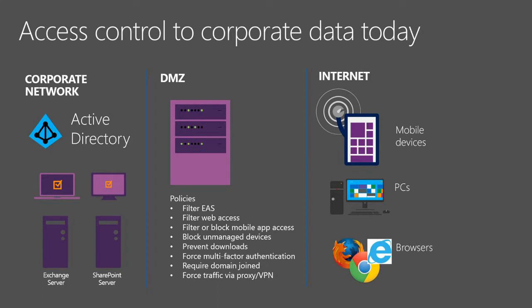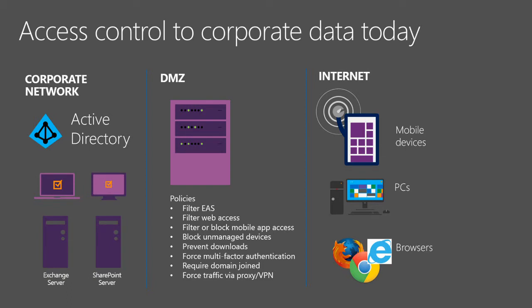But with the explosion of mobile devices and people getting access to OWA and SharePoint from browsers, pretty much the choke point was in the DMZ, what we call the perimeter, where customers have deployed a different set of solutions. Some of them deploy an appliance, like a VPN server or a Cisco or a Juniper kind of appliance right in the DMZ and use that to filter and route all the traffic through that, where they can do the access control checks.